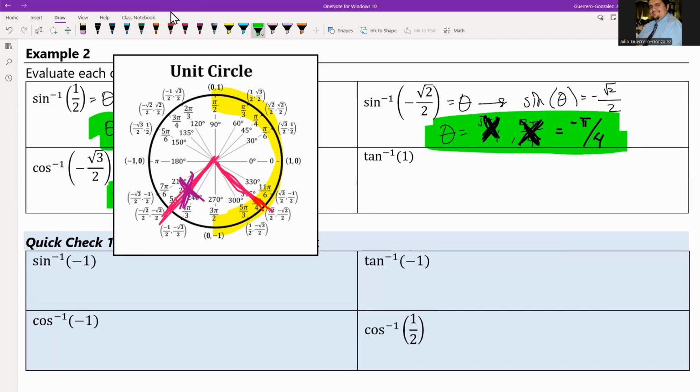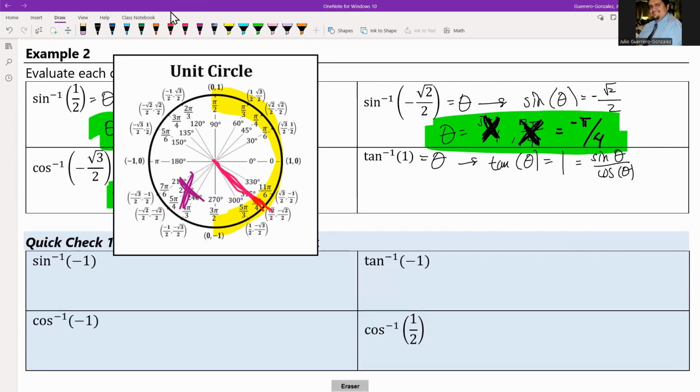I know you guys don't like coterminal stuff, but like I said, coterminal angles are here, so we don't have to use coterminal angles. Okay. Last one. Tangent inverse of 1, we say that that's equal to theta. So I need a tangent of some angle theta to be equal to 1. You guys remember that tangent is equal to sine of theta over cosine of theta, right? So then that means my sine and my cosine need to be exactly the same.